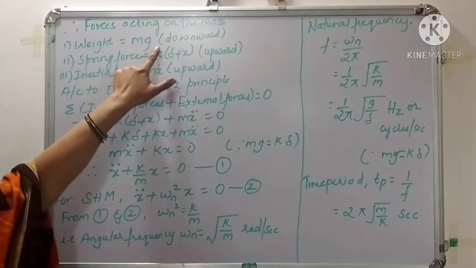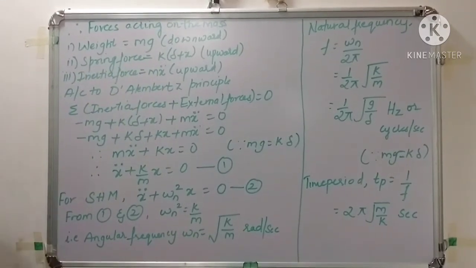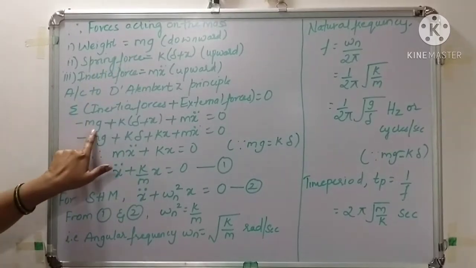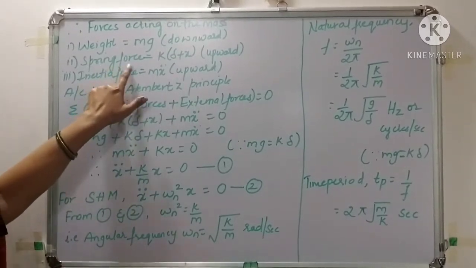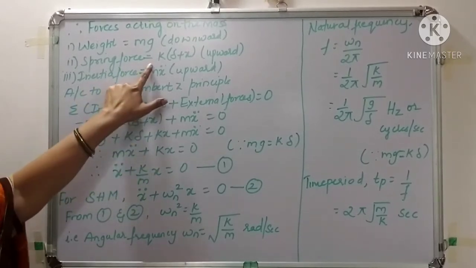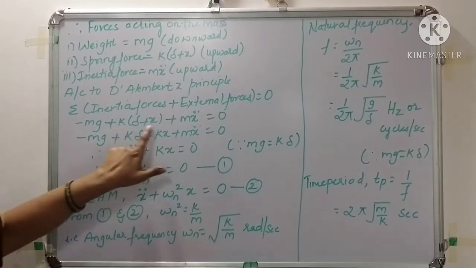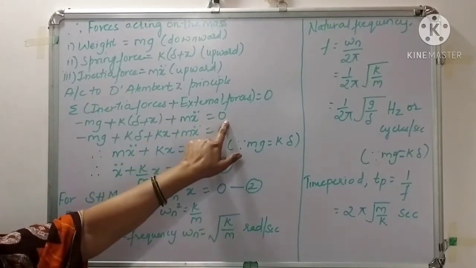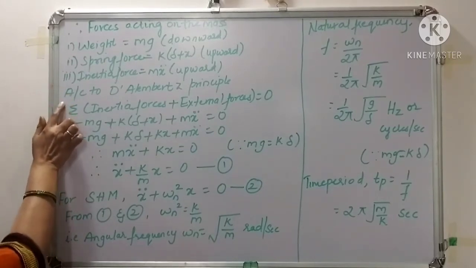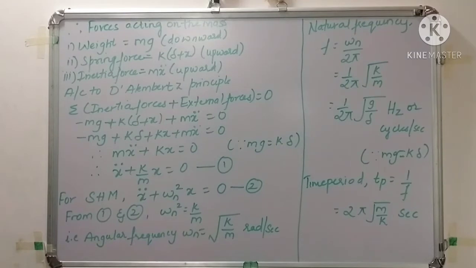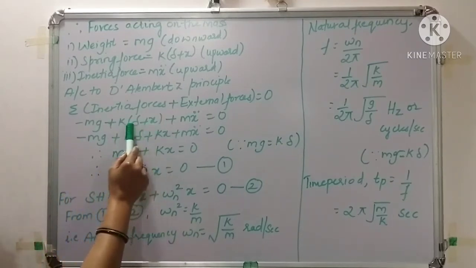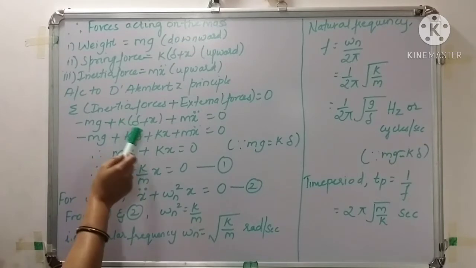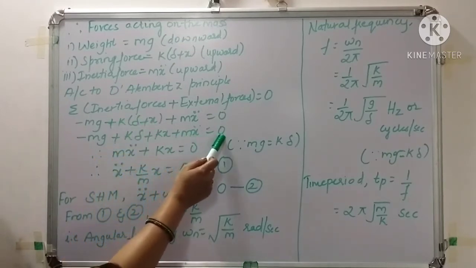I have taken the sign convention as minus for the downward direction and plus for the upward direction. So it is minus mg because it is downward, and the spring force and inertia force are k into delta plus x, which is upward, so positive, plus inertia force m x double dot, is equal to 0. Substituting the forces in D'Alembert's principle, we get this equation. Now I will open the bracket and simplify: minus mg plus k into delta plus k into x plus m x double dot is equal to 0.